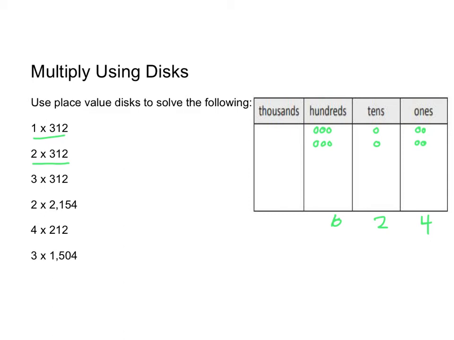All right, let's look at the next one there. We're going to be looking at 3 times 312. So we can keep those discs there, and we just need to add one more because we've got 300s, 1 10, and 2 ones to make 312. And now we have 3 sets of that. So of ones, we have 6 ones. Tens, we have 3. And hundreds, we have 9. So our answer to 3 times 312 is 936.